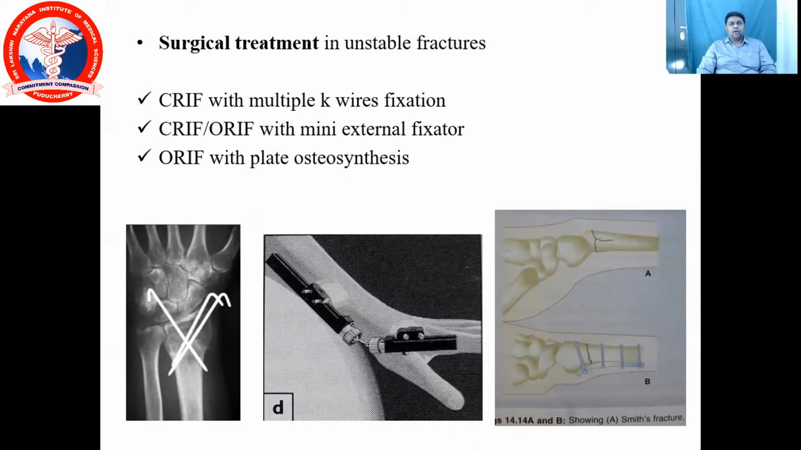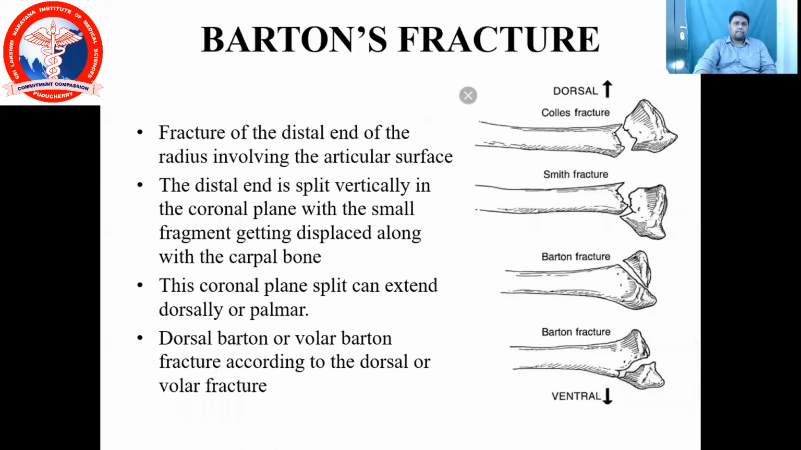You can do closed reduction or open reduction with mini external fixators, and then open reduction with plate osteosynthesis. In plate osteosynthesis, you can put the plate dorsally, or you can put the plate volarwards, volar plating or dorsal plating.